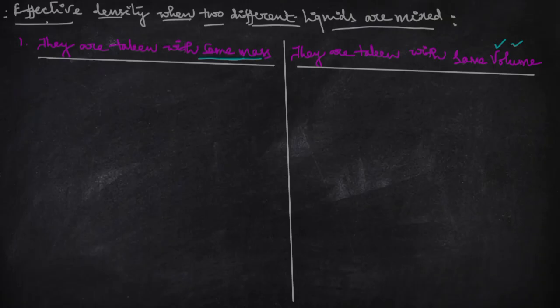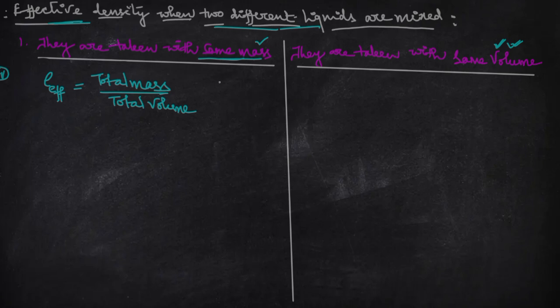Here we are finding the effective density when two different liquids are mixed. The two conditions here are when the liquids are taken with the same mass and the other is when the liquids are taken with the same volume. Let us go to the first case. Here the basic formula for density is mass per volume. Here the effective density when two liquids are mixed is total mass by total volume.